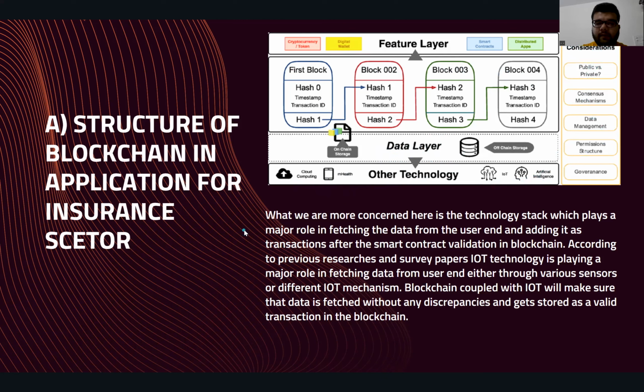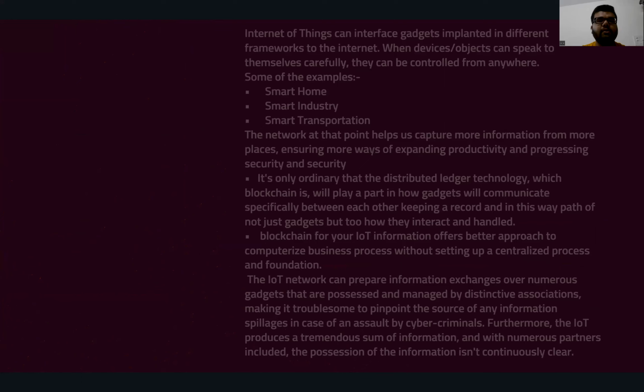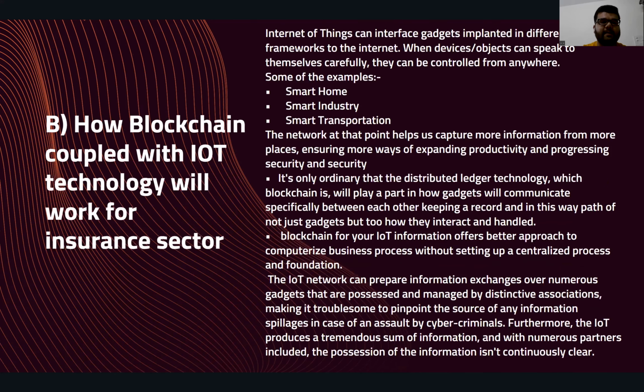So what we are more concerned about here is the technology stack, which plays a major role in fetching the data from the user and adding it as a transaction after smart contract validation in the blockchain. According to previous research and survey papers, IoT technology is playing a major role in fetching data from the user, either through various sensors or different IoT mechanisms. Blockchain coupled with IoT will make sure that data is fetched without intermediaries and gets stored as a valid transaction in the blockchain. So moving on to the next slide, we'll talk about how blockchain coupled with IoT technology will work for the insurance sector.